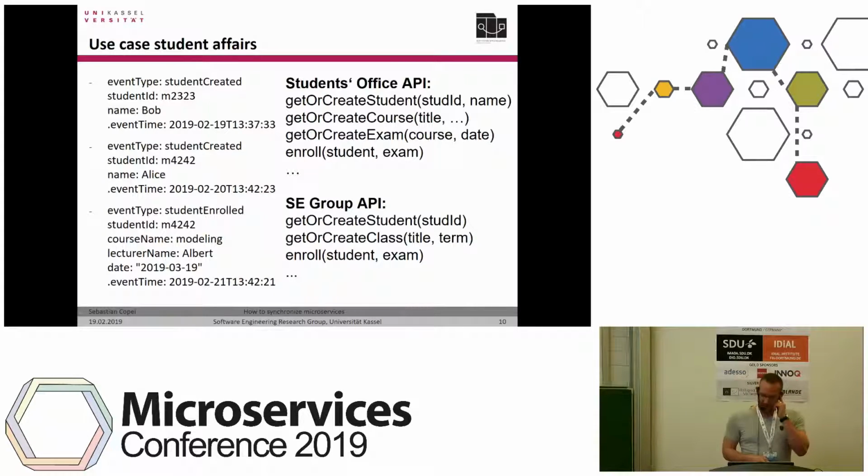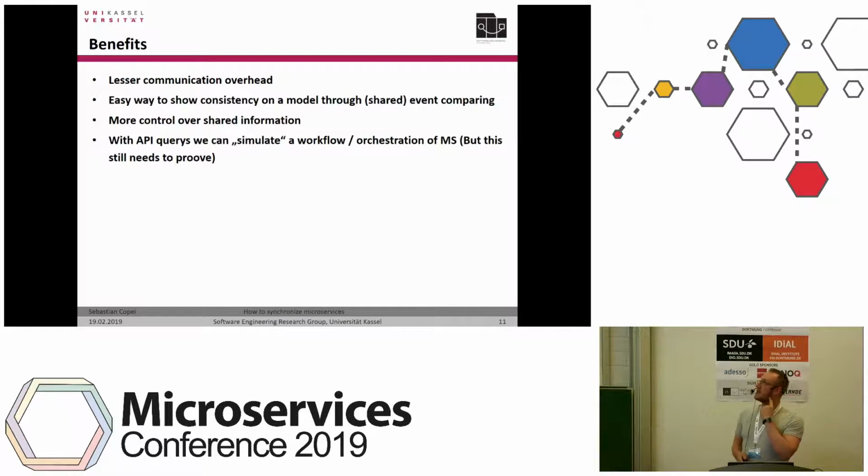So we think this is a good and nice way to synchronize data, and we have collected some benefits of this. First, we have less communication overhead in the back end. Then we have an easy way to show consistency on a model through shared events. We only need to compare shared events to say, okay, microservice A and microservice B have the same amount of shared events, so both models have the same information grade or the same level of information. On runtime, of course. This is very easy on runtime and hard at compile time.